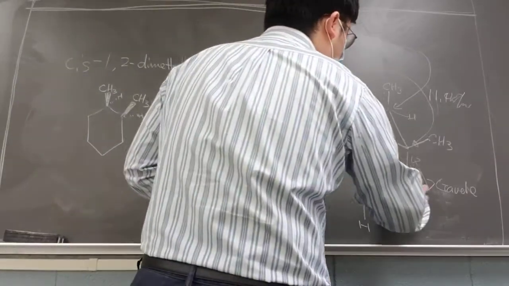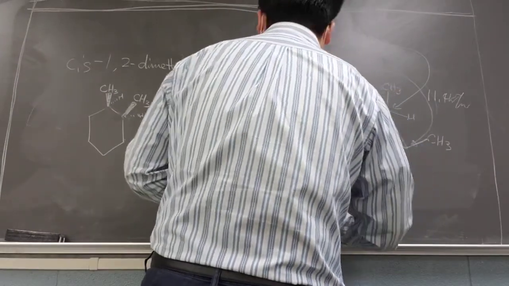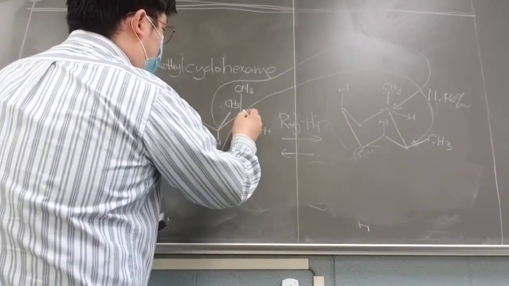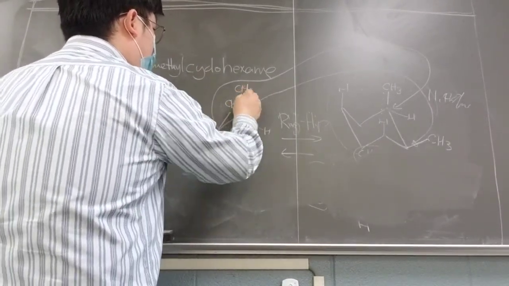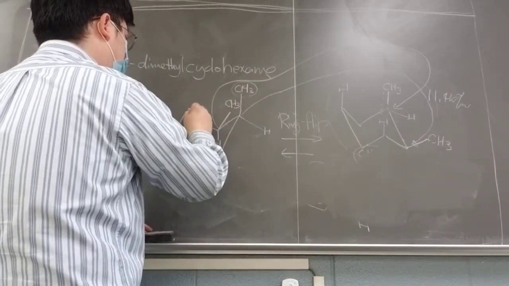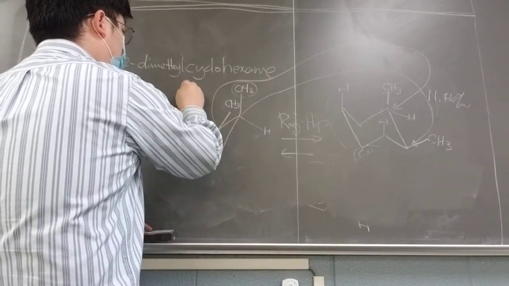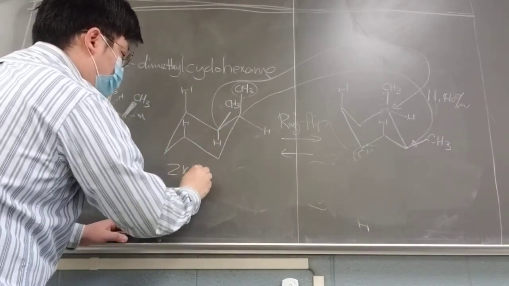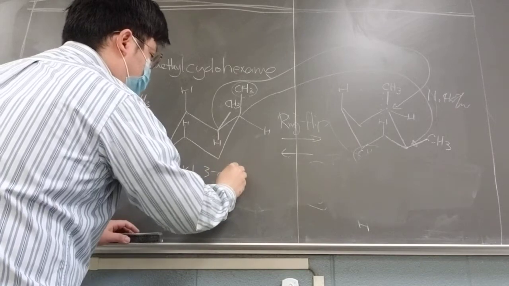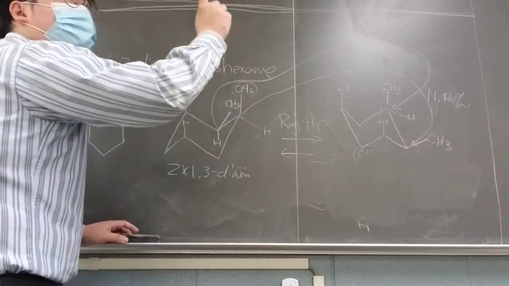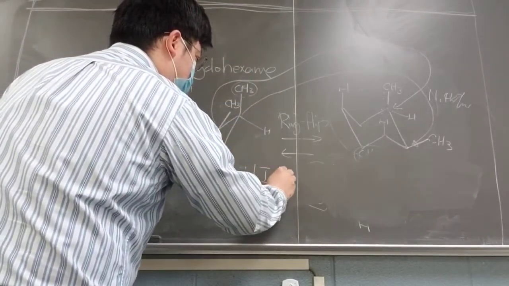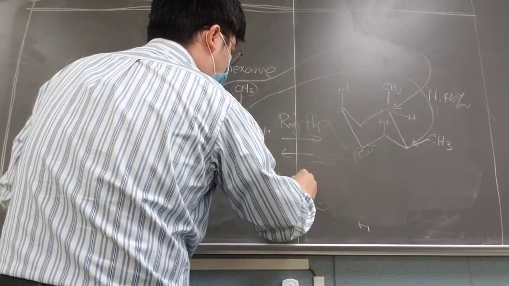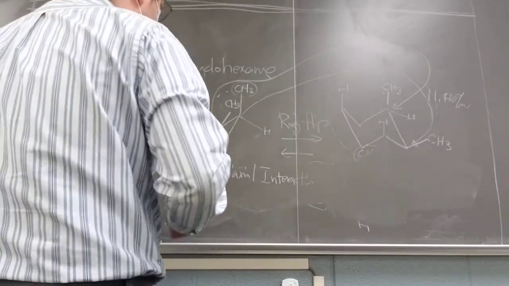Okay. All right, if that is the case, let's look at this one too before we do the ring flip. Now you have this one. You see there will also be 2, 1,3-diaxial interactions. You see that, right? There are 2 interactions there.